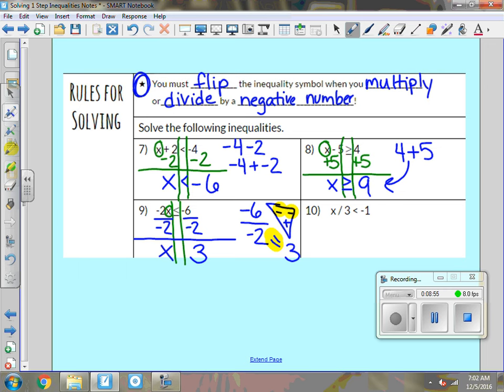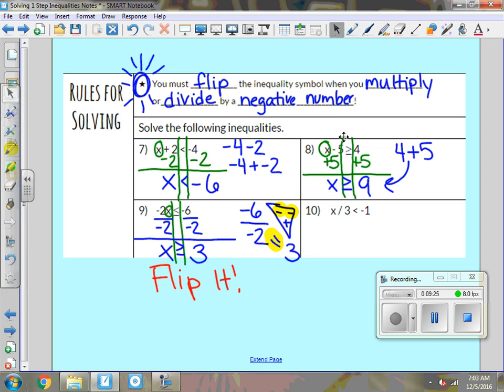Now I need to go back to that really special rule here. I only flip the sign if I multiply or divide by a negative number. Now here I have to be careful because I did divide. So I divided by a -2, so I need to flip this. So make yourself a very clear note on your notes page. Because we divided by -2, instead of less than or equal to, I'm going to use greater than or equal to.